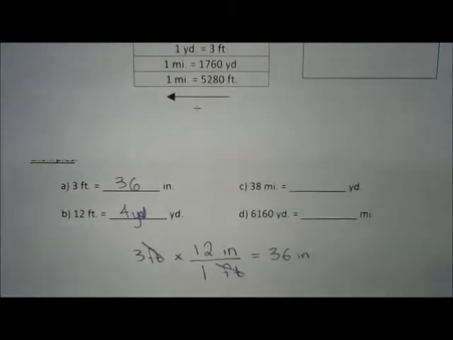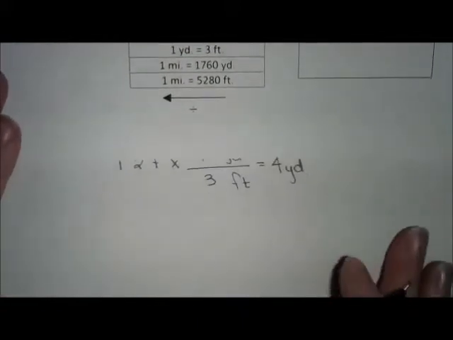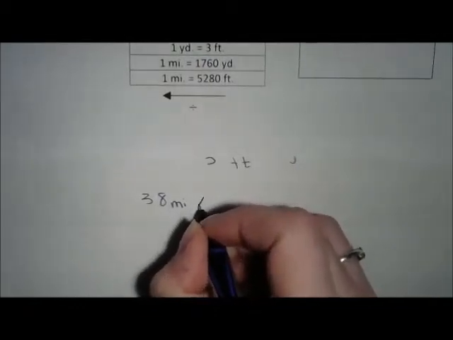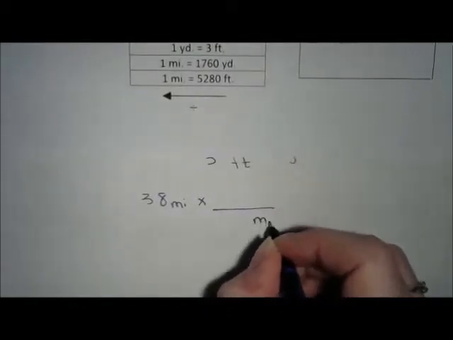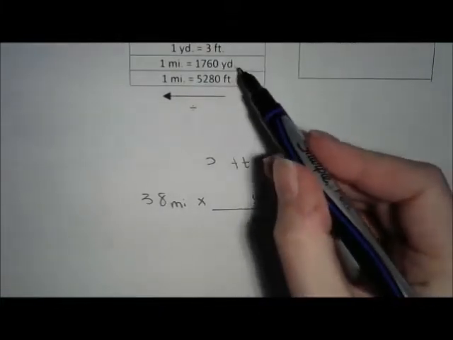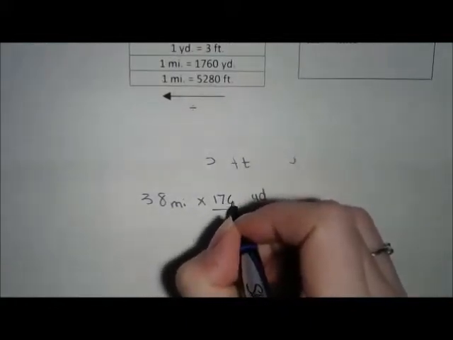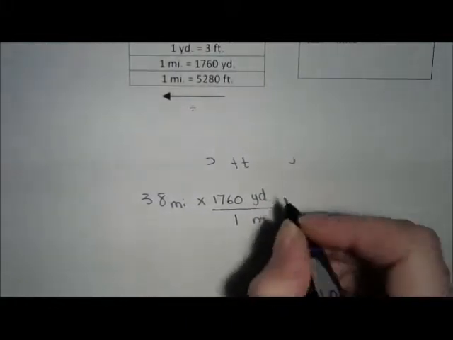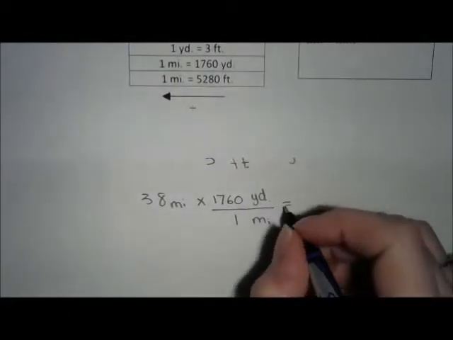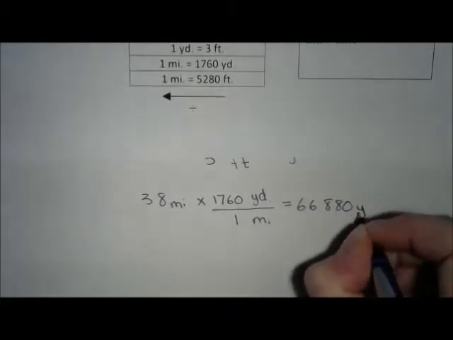38 miles. Okay. 38 miles going to yards. 38 miles. How many yards? Multiply it by, we're getting rid of miles and we're converting to yards. There are 1,760 yards in 1 mile. So I'm going to multiply 38 by 1,760. 66,880 yards.